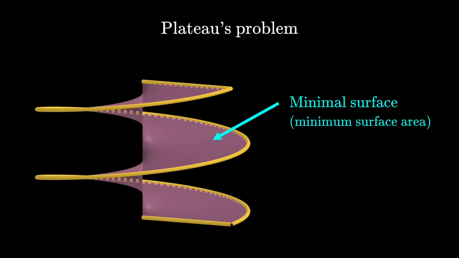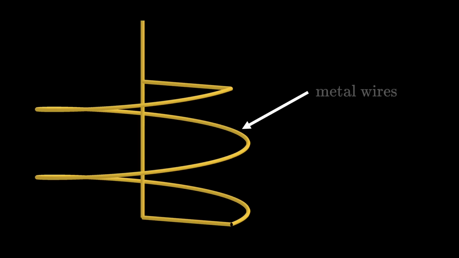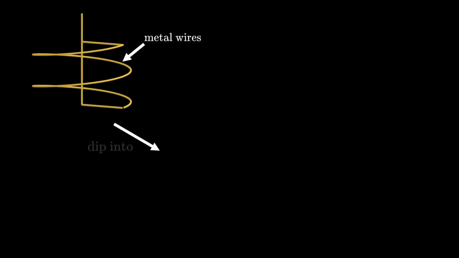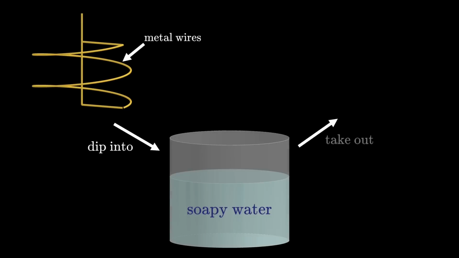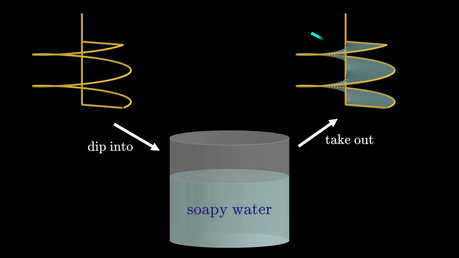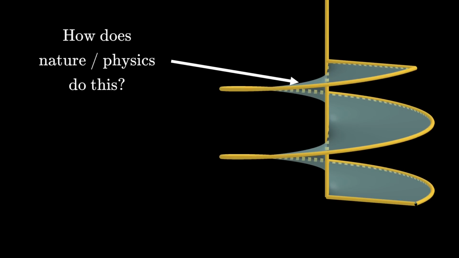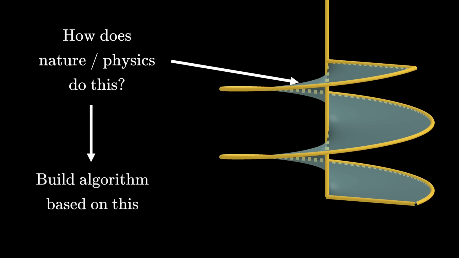This might just be a fun maths problem to play around with, but minimal surfaces do occur in nature. If you dip metal wires twisted in some shape into a soap solution and then take it out, a soap film will be formed. The film itself forms a minimal surface, so it seems like nature can solve this problem for us. But how does nature, or more precisely, physics, solve this problem? Once we know that, we can build some algorithms to solve Plato's problem by simulating the physics.